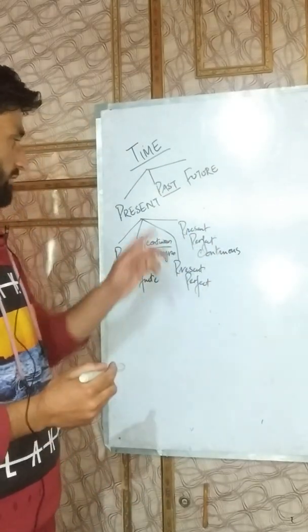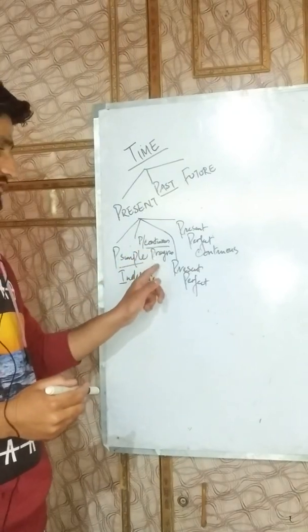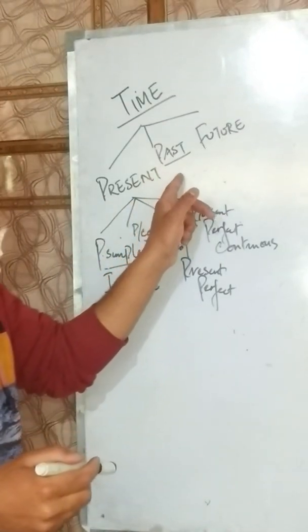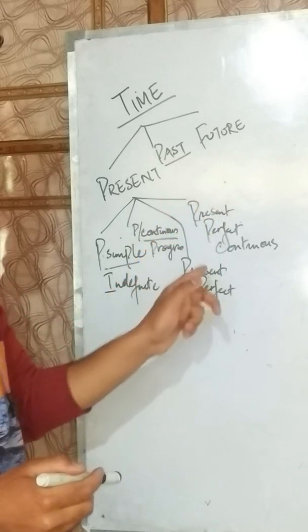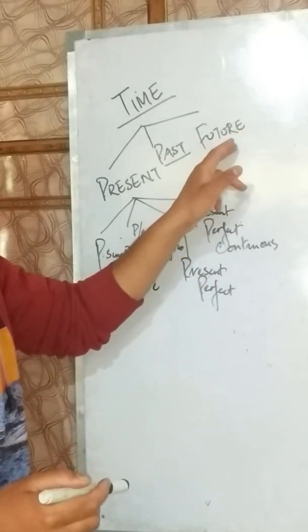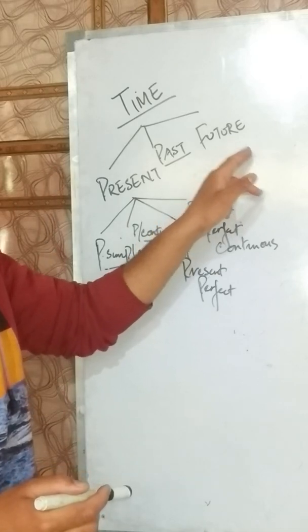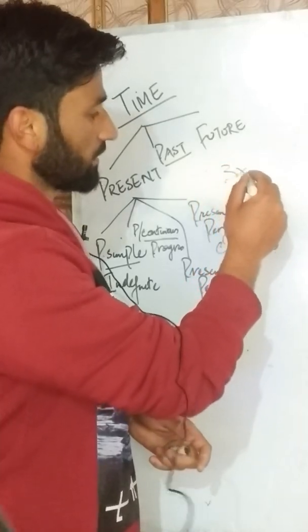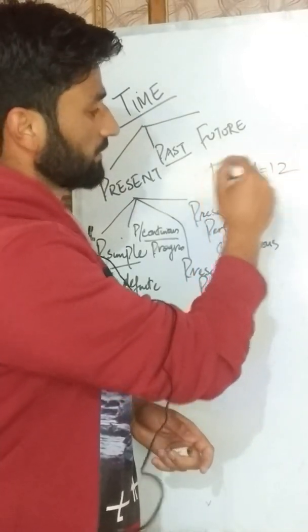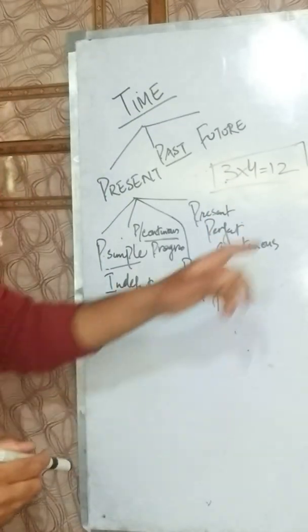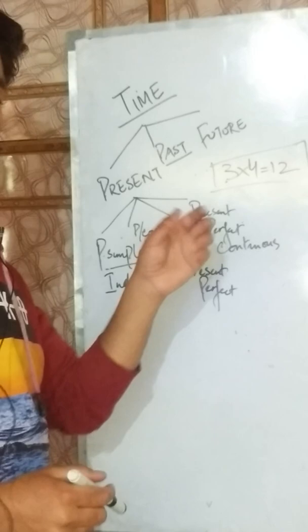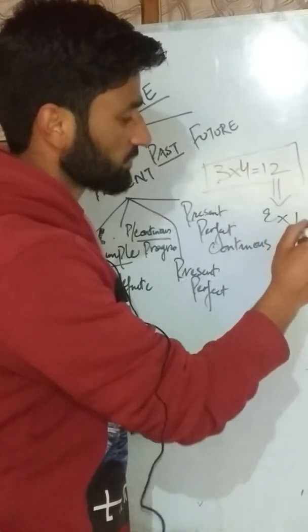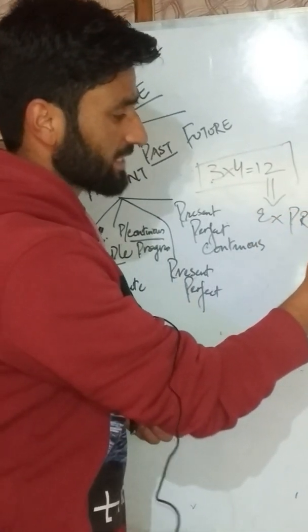So when we talk about the present, we get four: present simple or indefinite, present continuous or progressive, present perfect, and present perfect continuous. Same as these four, we get four for the past: past simple, past continuous, past perfect, and past perfect continuous. And in the future, we get future simple or indefinite, future continuous or progressive, future perfect, and future perfect continuous. So 3 multiplied by 4 is 12. These are the 12 expressions of the English language.